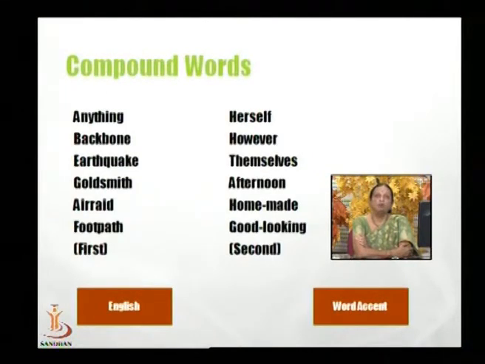What happens in compound words? We have so many compound words. The first column that I have for you, the stress is on the first. Anything, backbone, earthquake, goldsmith, air raid, footpath. Notice that the stress is on the first syllable. Can you all say that with me again, my dear students? Anything, backbone, earthquake, goldsmith, air raid, footpath. Again, the stress is on the first syllable.